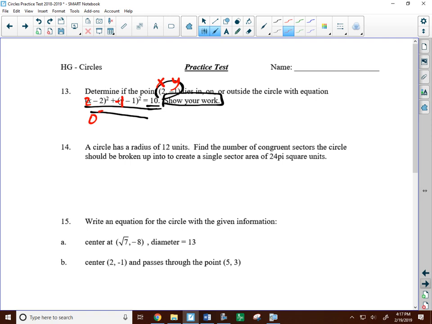2 minus 2 is going to be 0 squared, plus negative 1 minus 1 is negative 2 squared. And a question mark, we don't know yet. 0 squared is 0, negative 2 squared is positive 4. So we're going to get 4 and 10. They're not equal. 4 is less than 10. Therefore, the answer is in. If we would have gotten 10, it would be on the circle. If we got a number greater than 10, it would have been outside the circle.